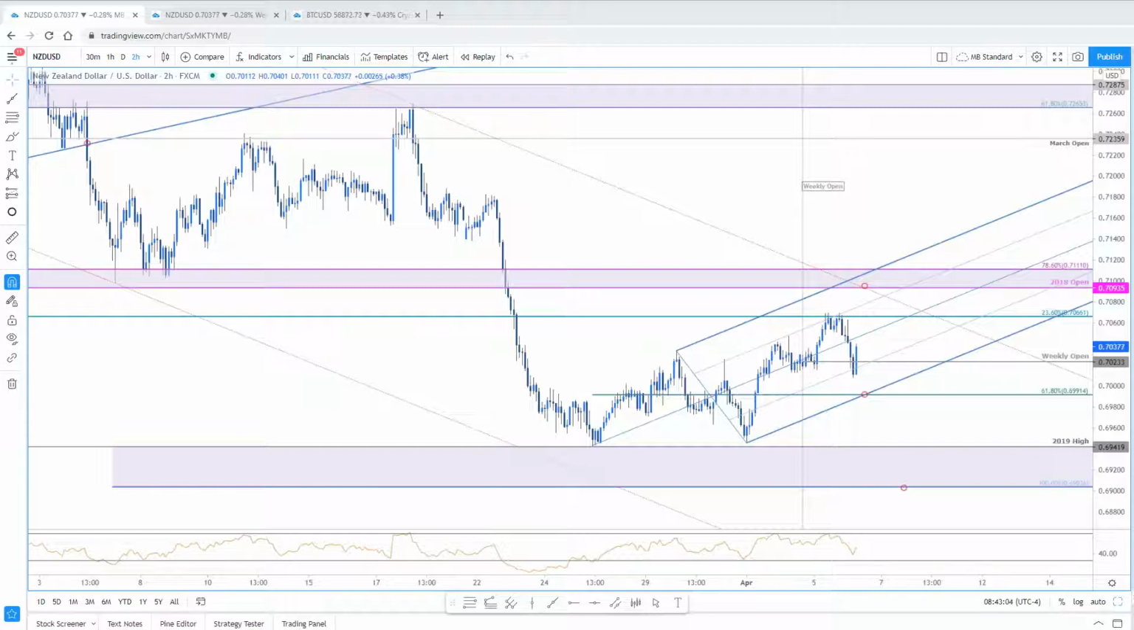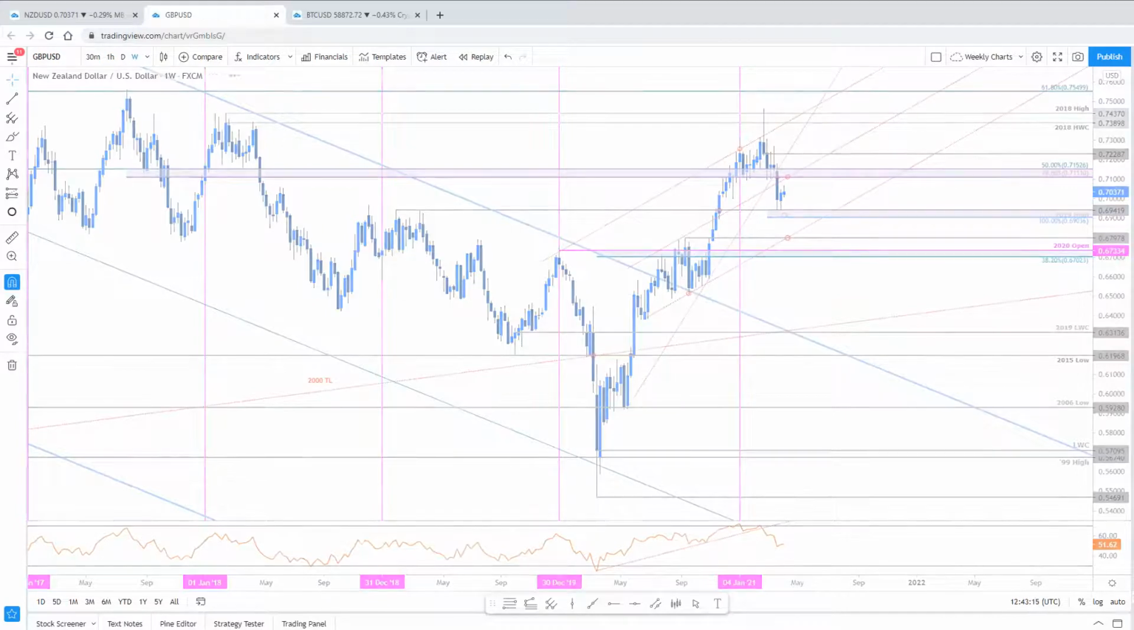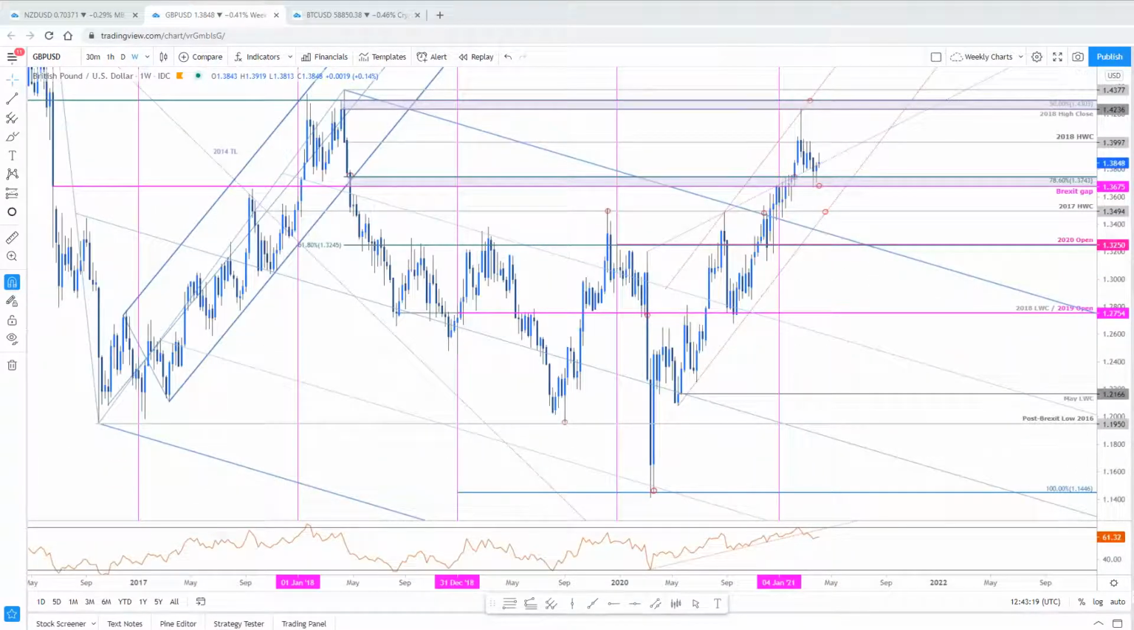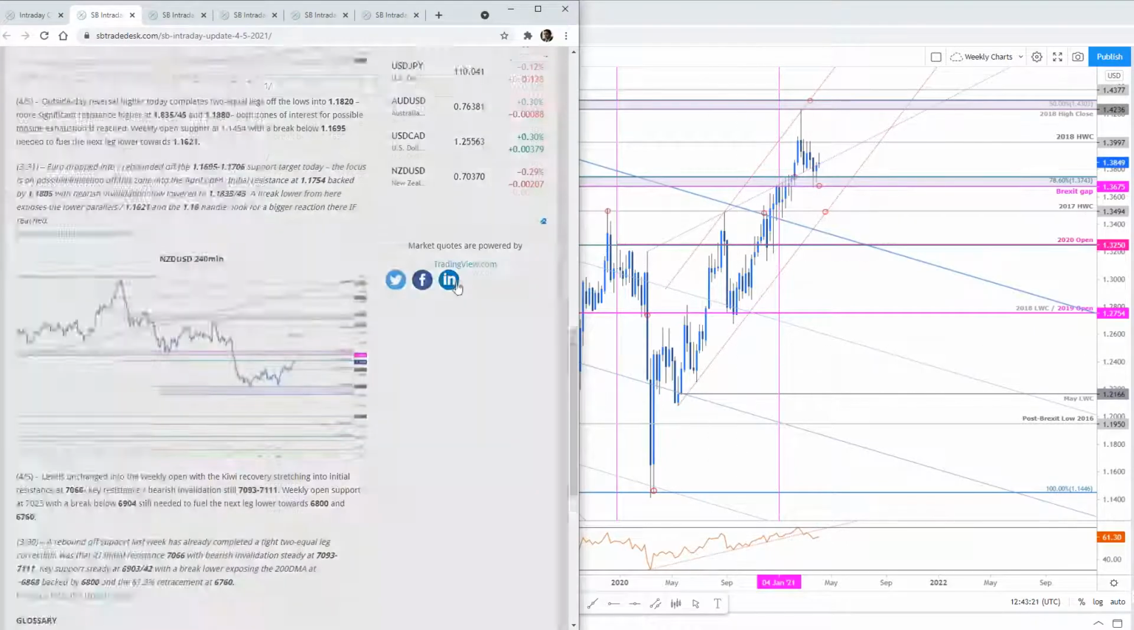That is number 3. All right, let's get into a little bit more of the juicy stuff here. Here's sterling. False break or what? Someone tell me what's going on with British pound, because this is getting super interesting. Here's sterling on the weekly charts. So nothing to write home about here per se.